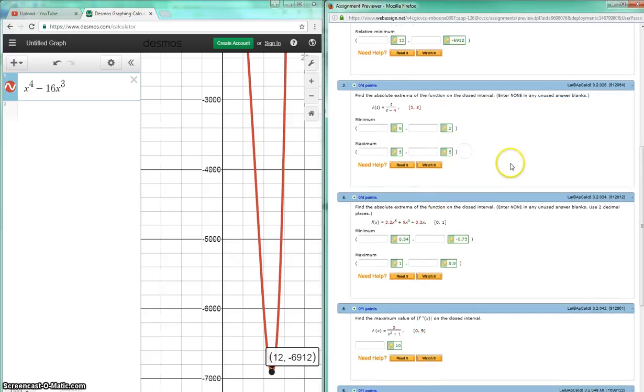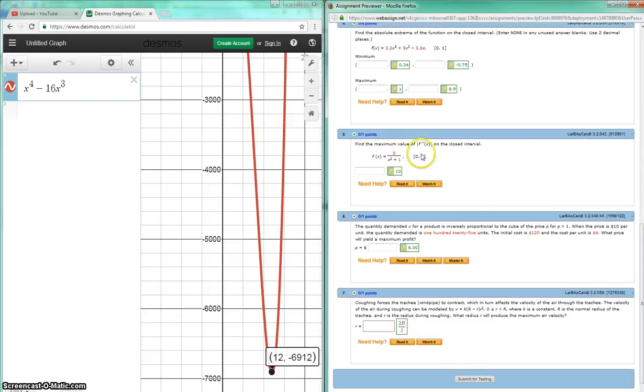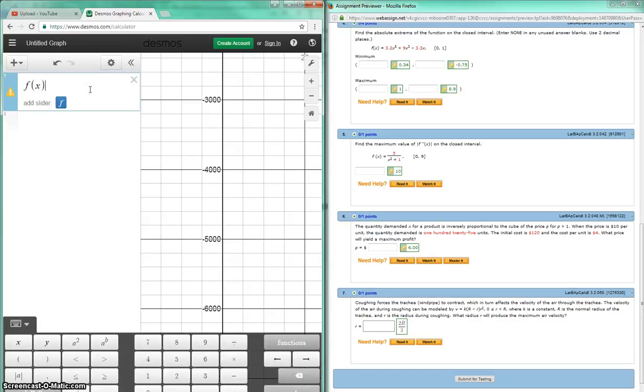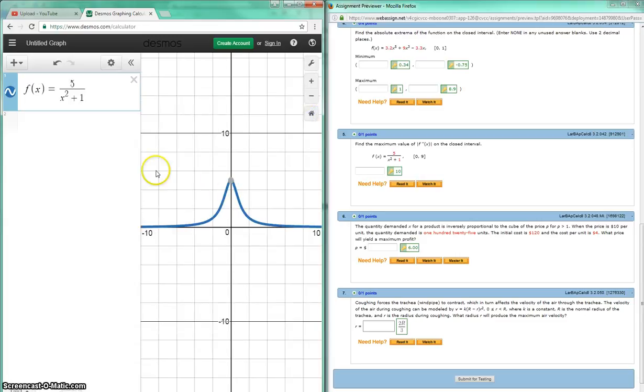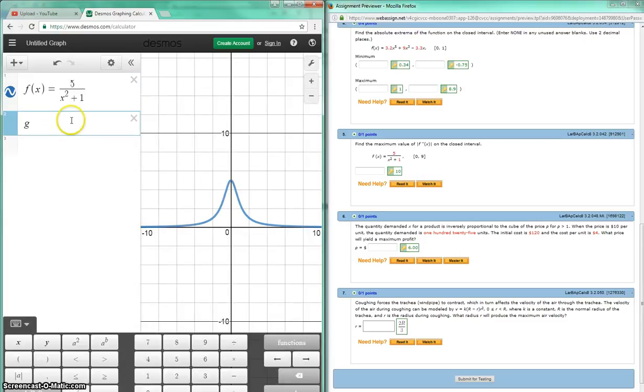So you'll see that one in a supplement. Looking at number 5, find the maximum value of the absolute value of the second derivative. So we have to find the derivative twice, right? And we want to find the maximum value of that, the absolute value of that. This would kind of be neat to do visually on Desmos. So we get a 5 divided by x squared plus 1. So here's our original thing that we have. I'm going to let g of x be the derivative of f of x.